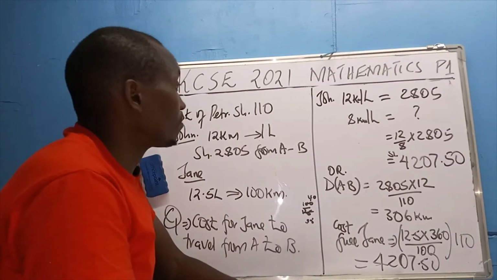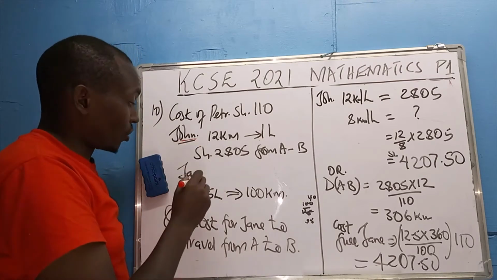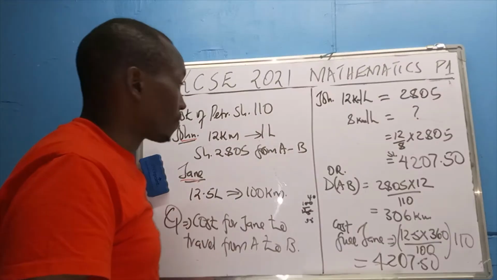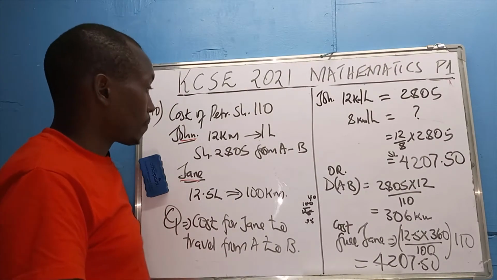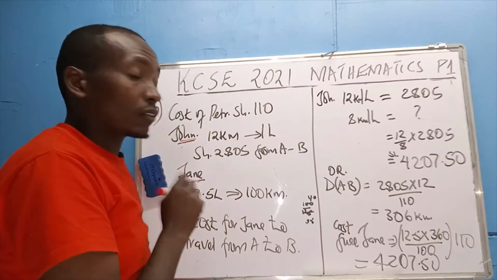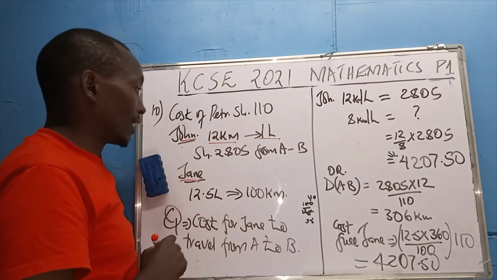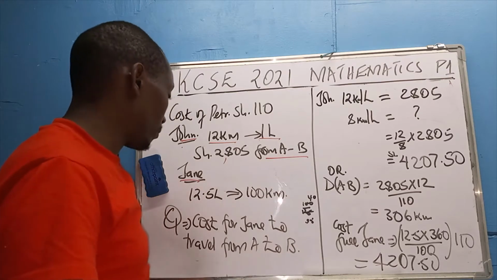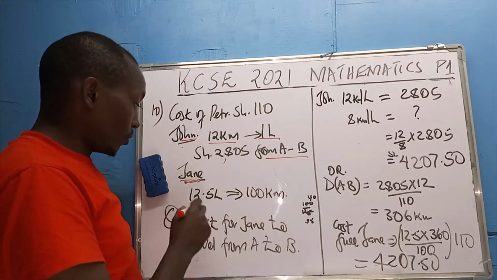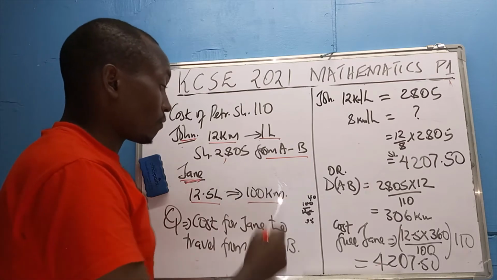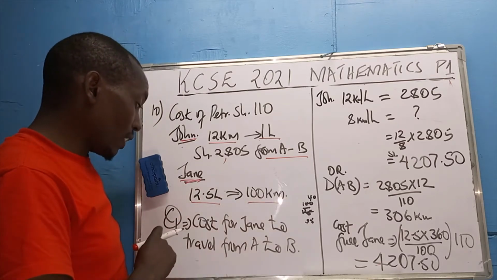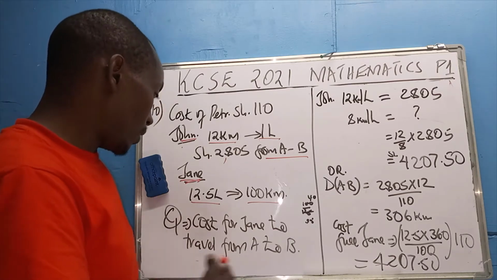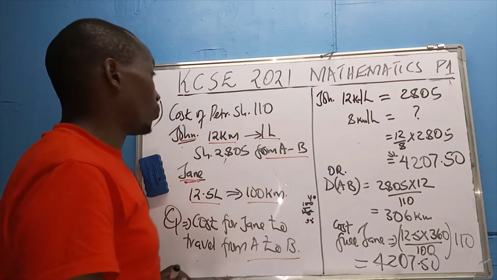Question number 10, you have two guys here, John and Jane. You're given that these two are having vehicles, and they're using their vehicles to travel from one point to another. With John, his vehicle consumes 1 liter for every 12 kilometers, and he uses 2,805 shillings to travel from A to B. You're given that Jane used 12.5 liters to travel 100 km. So the question is, you find the cost that Jane will incur in terms of fuel to travel from point A to B, as John did here.